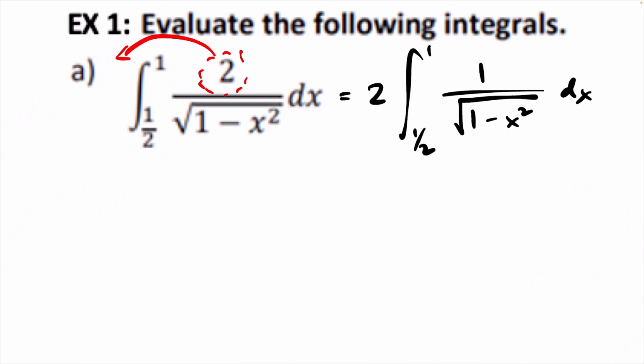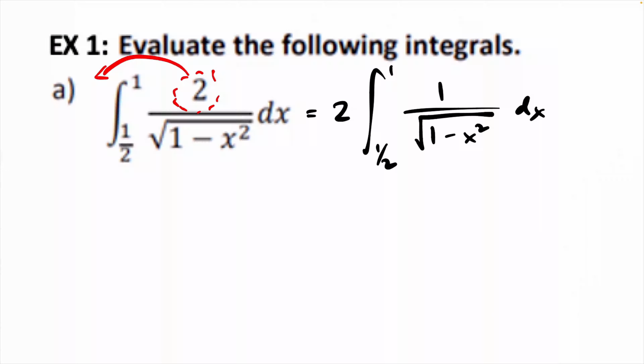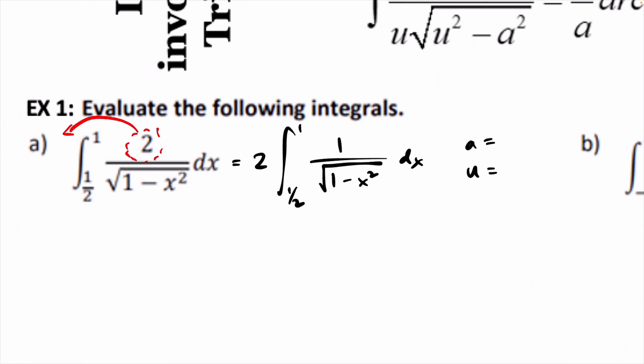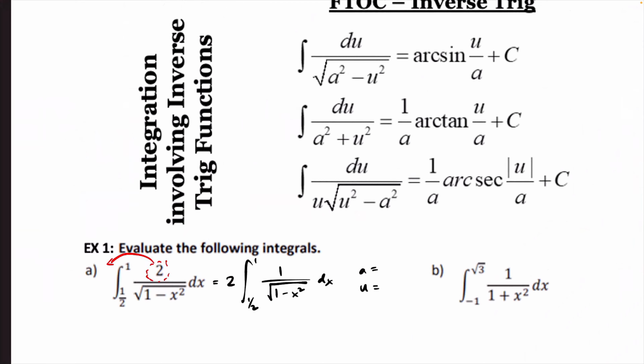The first one is arcsine. So the first one has an A and a U, right? So let's define what A is and let's define what U is. So what value is A and what value is U going to be? 1 is A. 1 is U. Here you go, right? 1 is A and X is U. Not X squared because it already was squared over here, right? So it's going to be X.